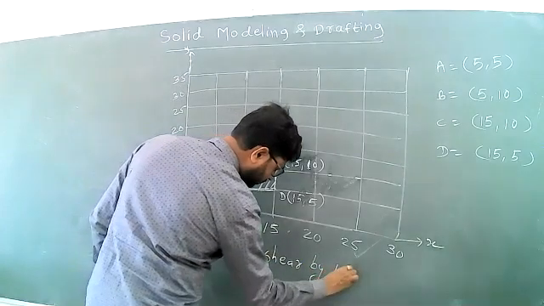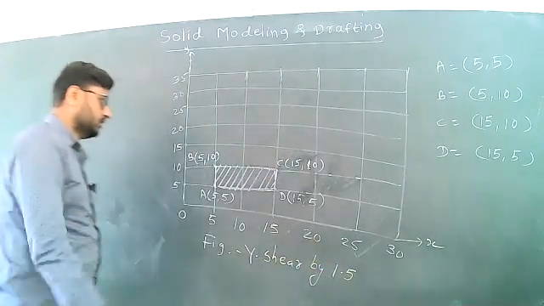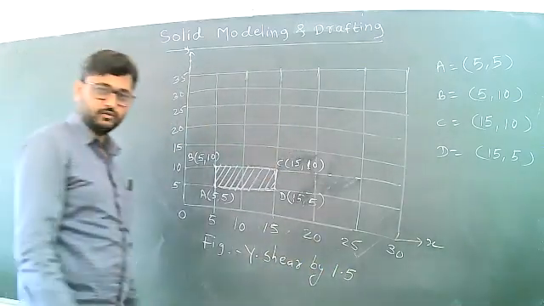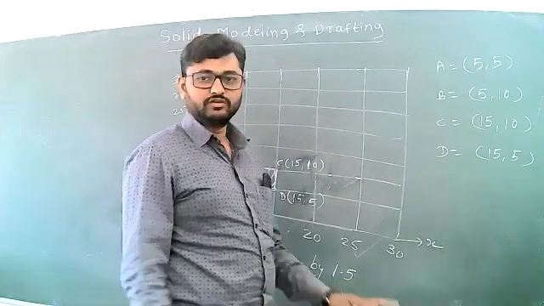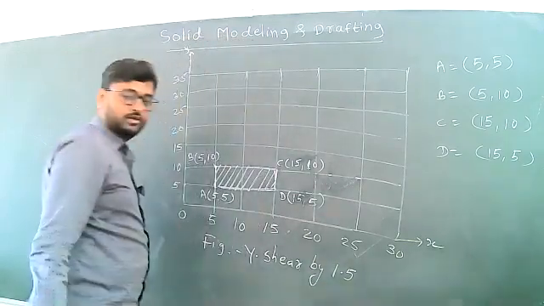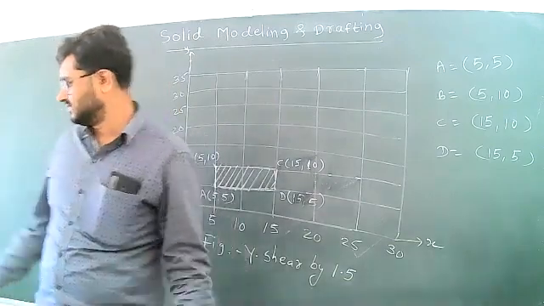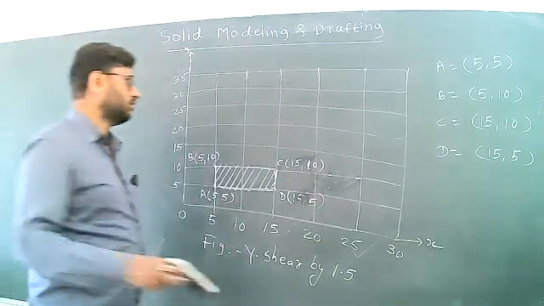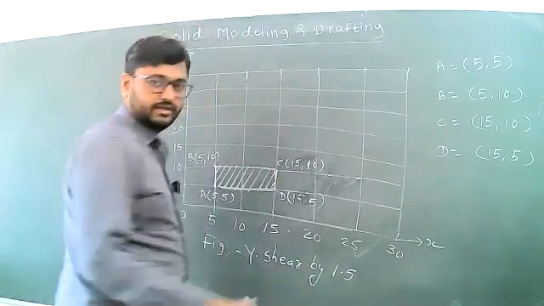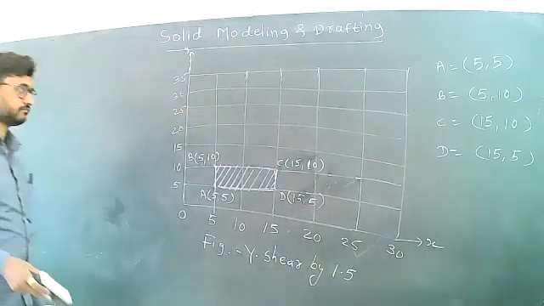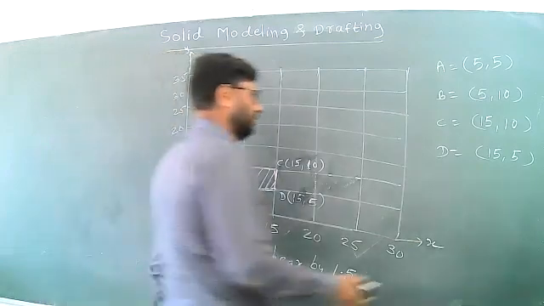Y shear by 1.5. So the amount of shear we are given is 1.5, that is a equals 1.5. So students, let us solve this simple example of y-axis shear.